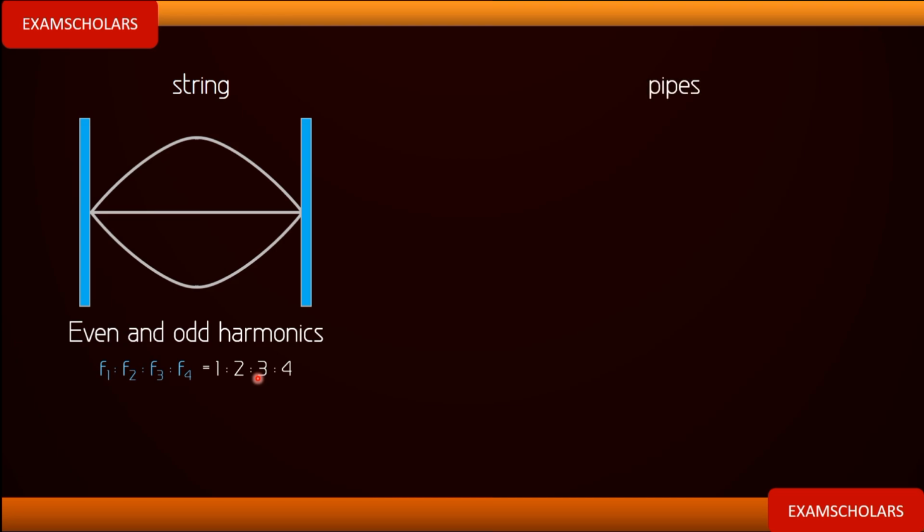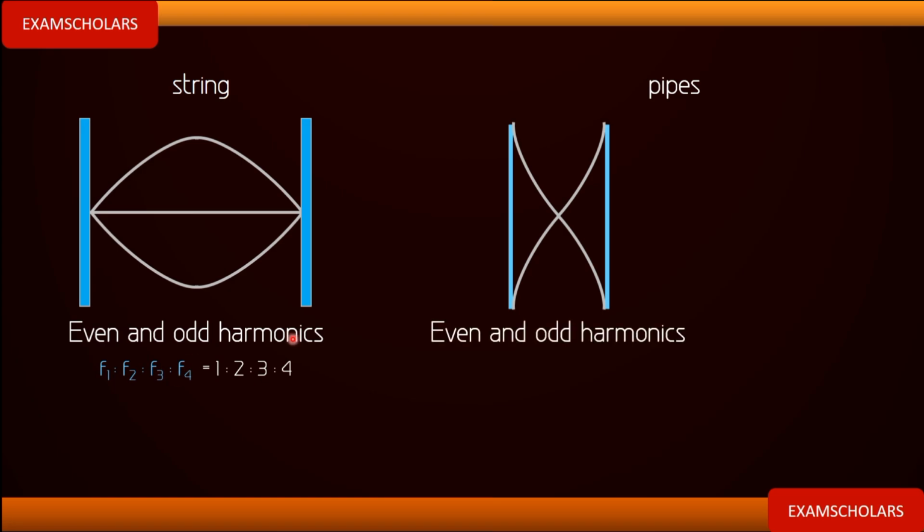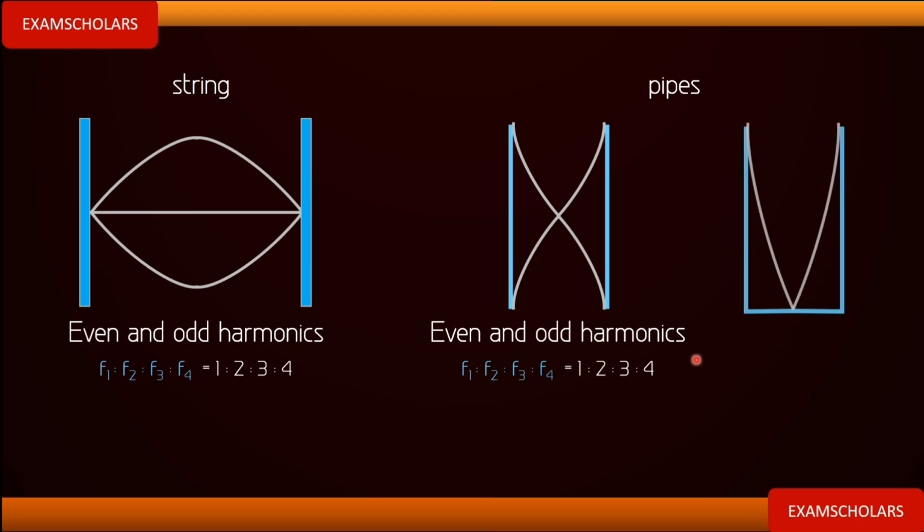We talked about pipe. We talked about open pipe that is having similar pattern with string. For open pipe, it also has even and odd harmonics. The ratio F1 ratio F2 ratio F3 ratio F4 is 1 ratio 2 ratio 3 ratio 4. Now closed pipe is having odd harmonics, so which means F1 ratio F2 ratio F3 ratio F4 will be 1 ratio 3 ratio 5 ratio 7. So we have seen vibration of string, vibration of air in column or pipe.